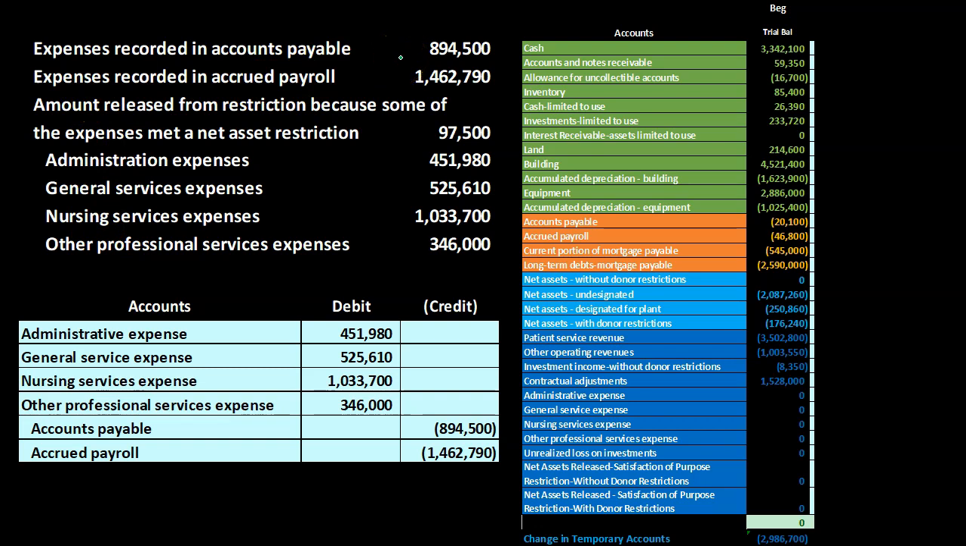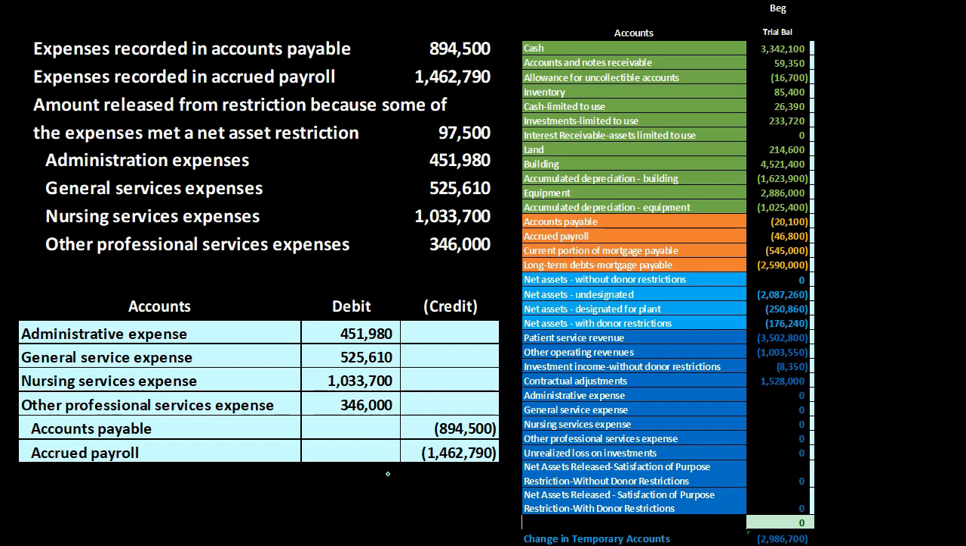So these expenses, in other words, we're basically saying they were purchased on account. Therefore, the credit is going to accounts payable. So we're debiting basically the expense, and we're crediting not cash, but on account, accounts payable. And then we have the expenses recorded in the accrued payroll, that being the $1,462,000.